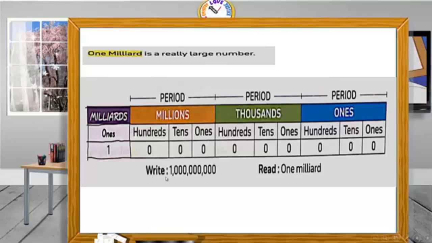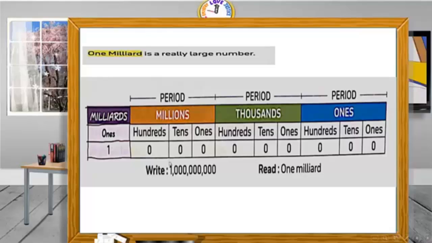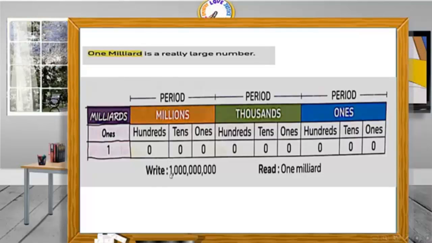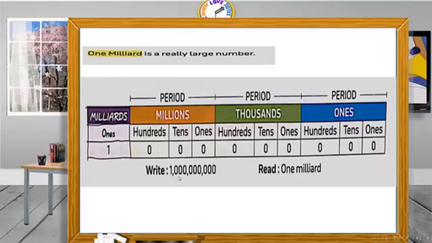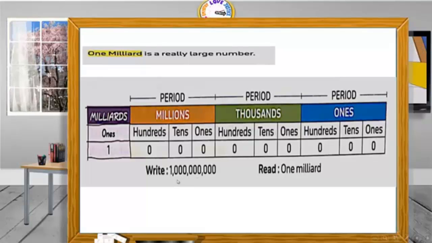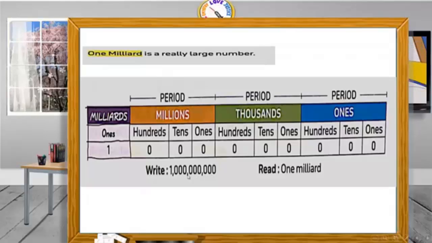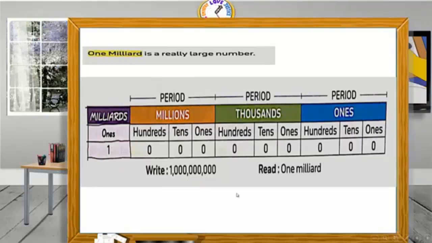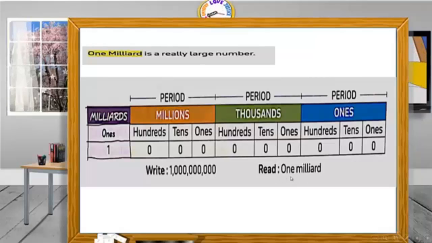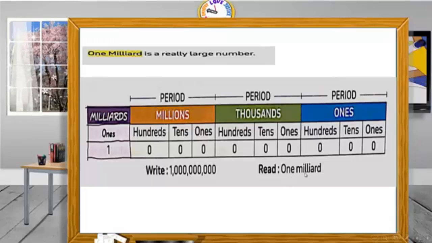How can I write 1 milliard? You can write 1 in the milliards place and triple zeros here and here and here. Okay, because you have 3 periods before 1. 1, 2, 3. In 3 periods, you should put zeros. And you can write 1 milliard in word form like this: 1 milliard.